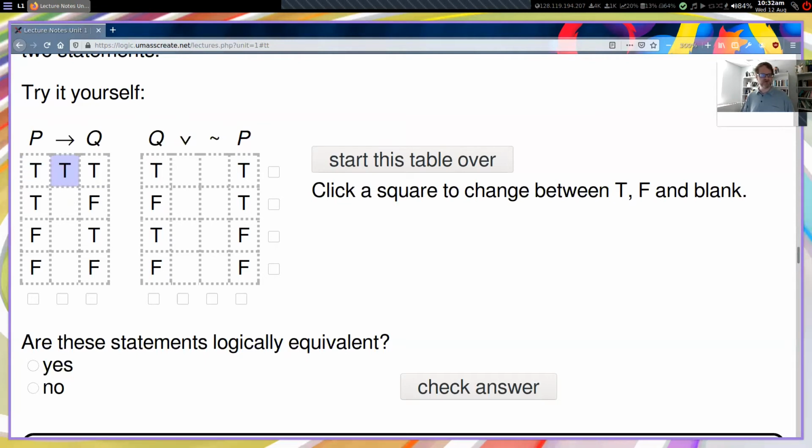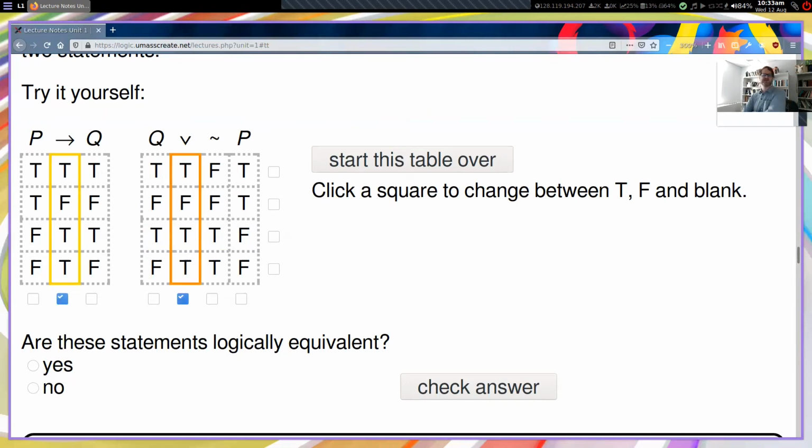True arrow true is true. True arrow false is false. False arrow true is true. False arrow false is true. Over here, we'll do the negation first. So this was true, true, false, false. Now it's false, false, true, true. Now we'll do this column underneath the or. We'll look at the two columns next to it. True or false is true. False or false is false. False or true is true. False or true is true.